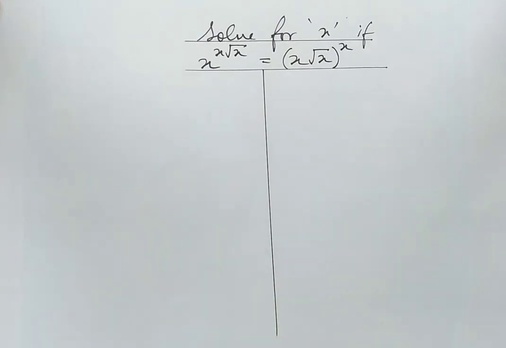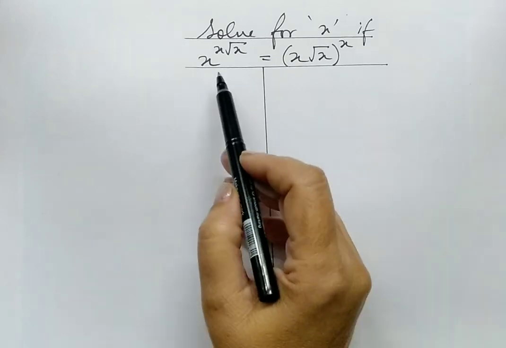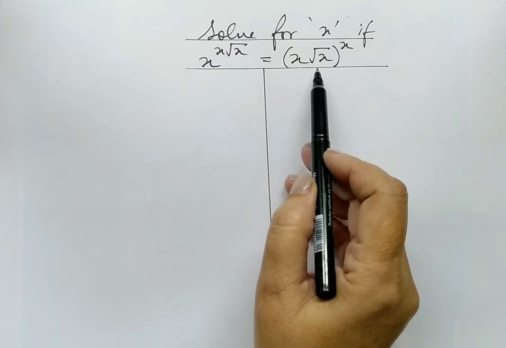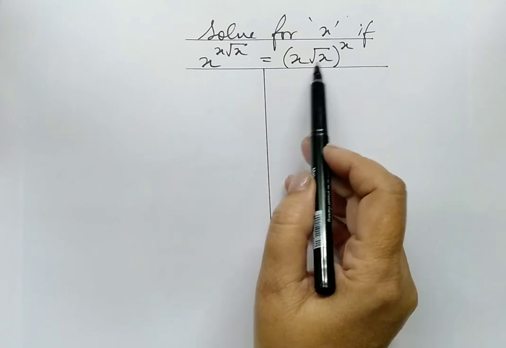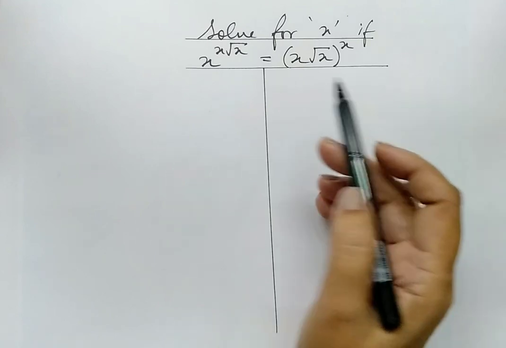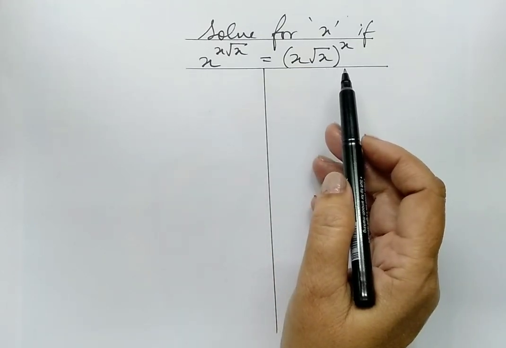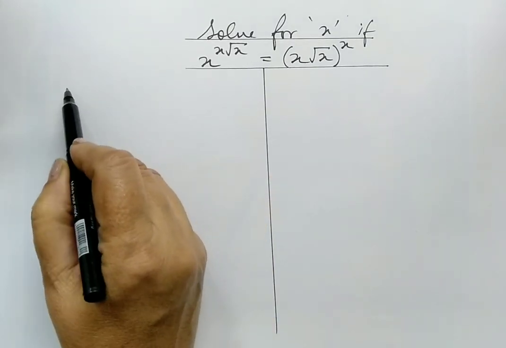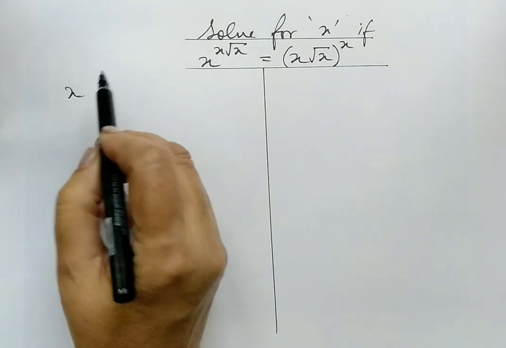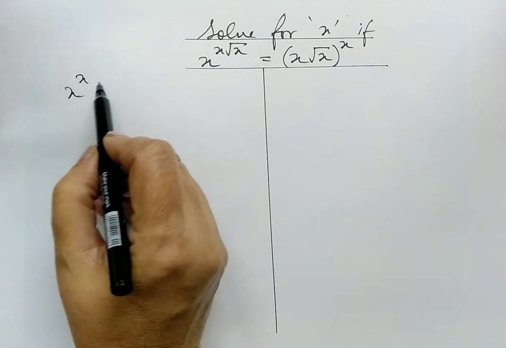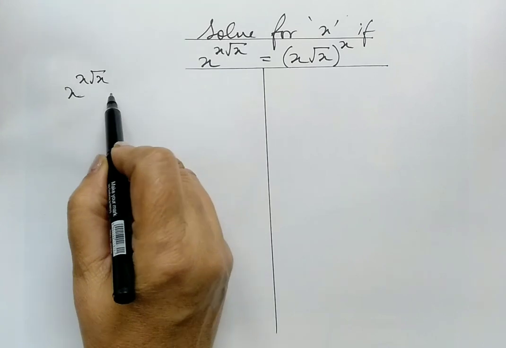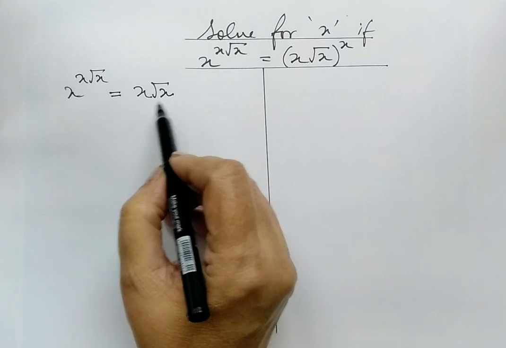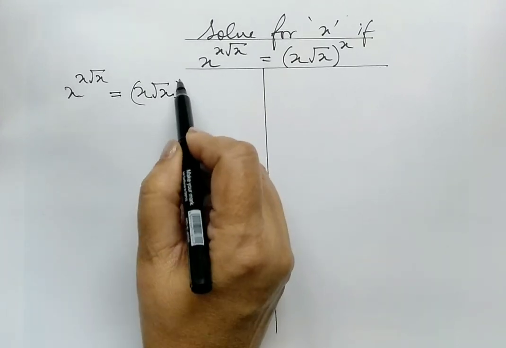All right, guys? Remember here, this happens to be the exponent, but here x is sitting with a square root of x side by side. All right, so this is even more intriguing. So first let me just copy this sum here. x to the power of x and square root of x equals x, square root in bracket x.